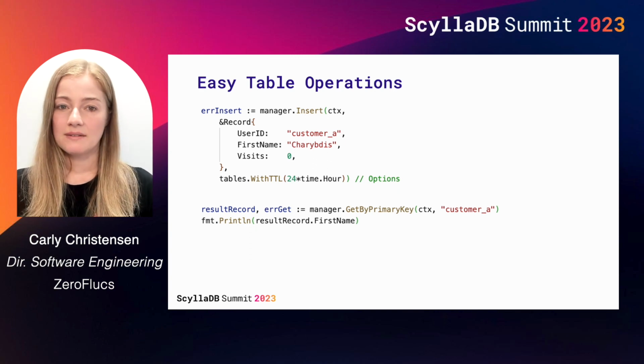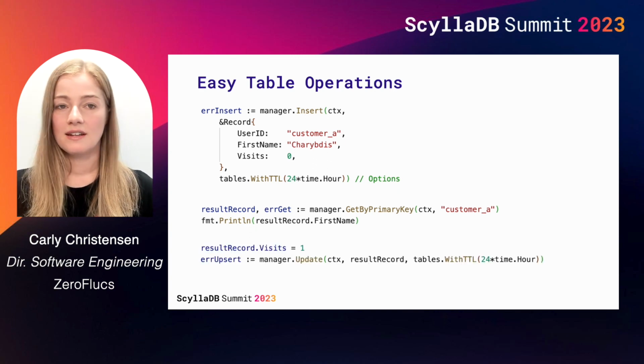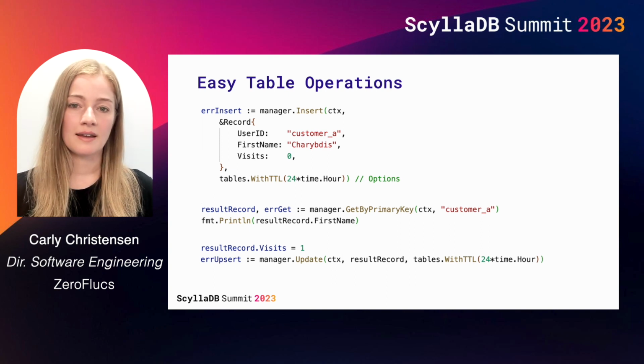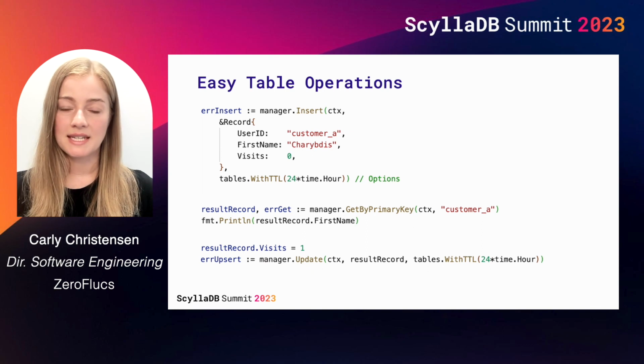And finally, to update, we edit the original object and call manager.update. And again, here we've applied an updated TTL for that record.